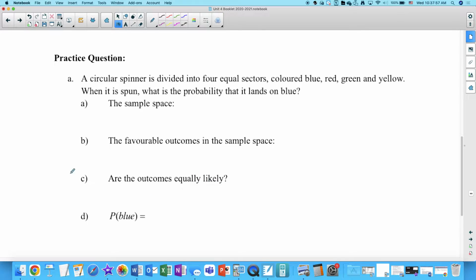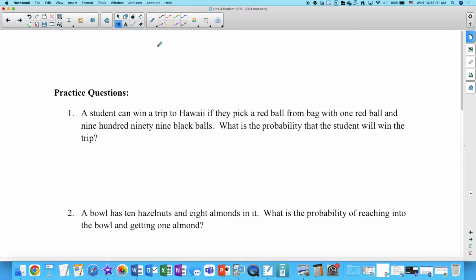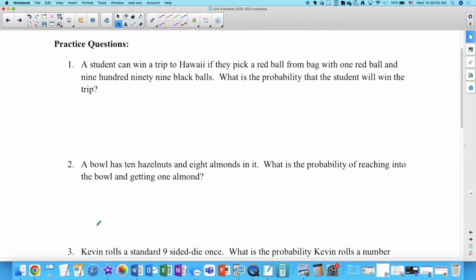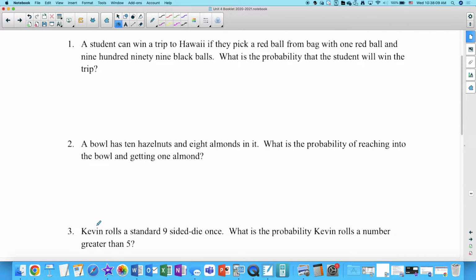Pretty straightforward. I'm going to skip this next one because it's very similar, and I think we all have a pretty good handle on this. Let's take a look at a couple of these. A student can win a trip to Hawaii if they pick a red ball from a bag with 1 red ball and 999 black balls. What is the probability that the student will win the trip? P(win) is the number of favorable outcomes to winning. The favorable outcome is picking the red ball. There's only one of them, out of the total number of outcomes. What's the total number of outcomes? 1,000, because there's 999 black plus the 1 red.